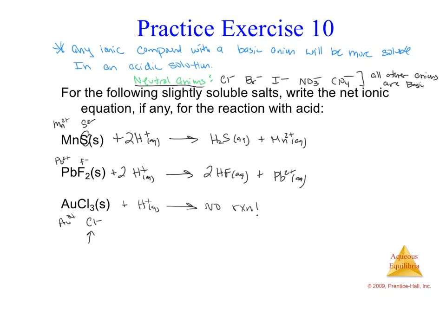So again, the key here to figure out will a salt dissolve in acid, you need to look at the cation, look at the anion, and identify is the anion basic. If it is, the reaction will occur. The compound will be more soluble.